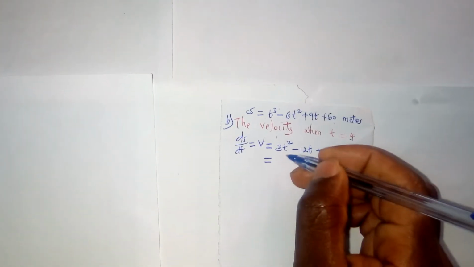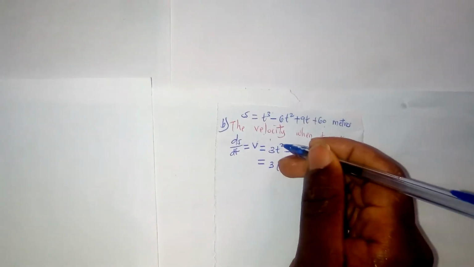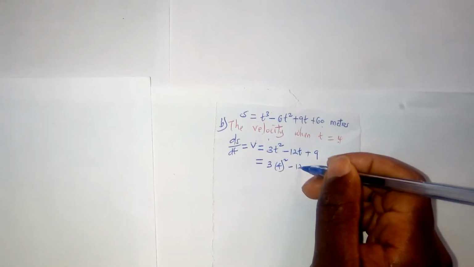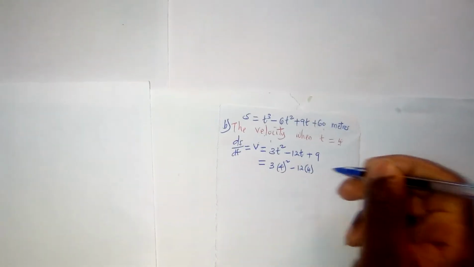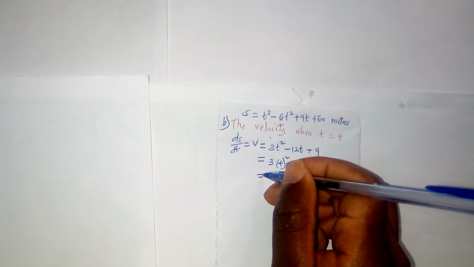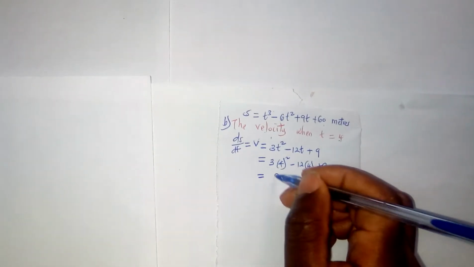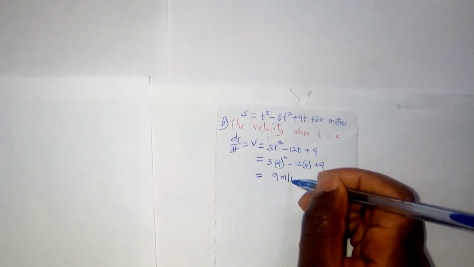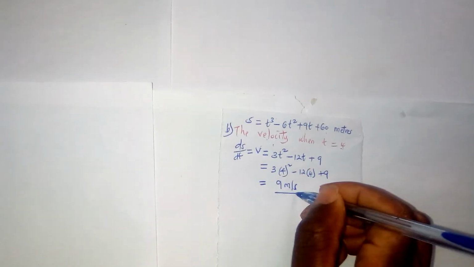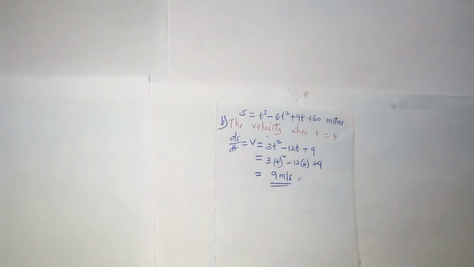So that is 3 times 4 squared, minus 12 times 4, then plus 9, whereby when you find the result, you come up with 9 meters per second, because velocity is in meters per second. So that one you shall have done.